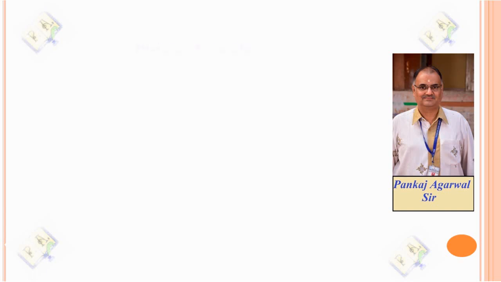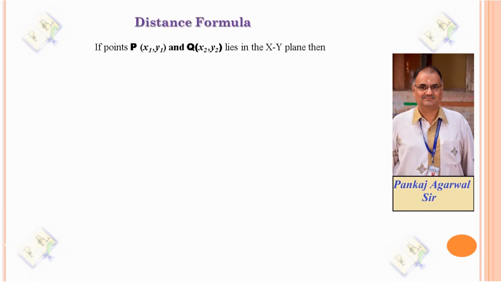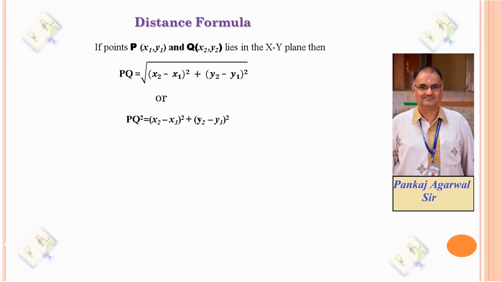Let's revise once again. What is the distance formula? If point P coordinate (x1, y1) and Q coordinate (x2, y2) lie in the xy plane, then distance PQ is equal to the whole square root of (x2 minus x1) the whole square plus (y2 minus y1) the whole square, or PQ square is equal to (x2 minus x1) the whole square plus (y2 minus y1) the whole square.